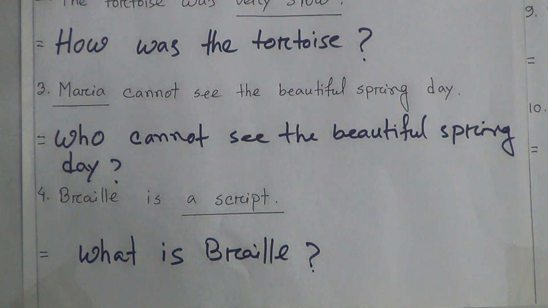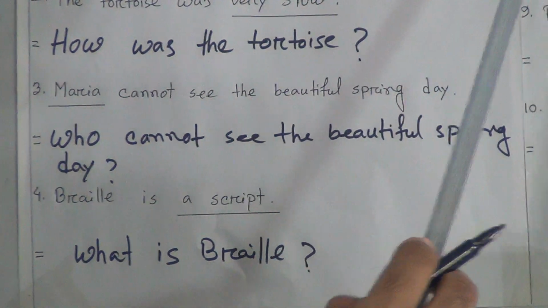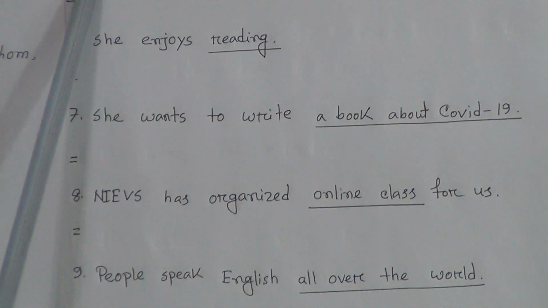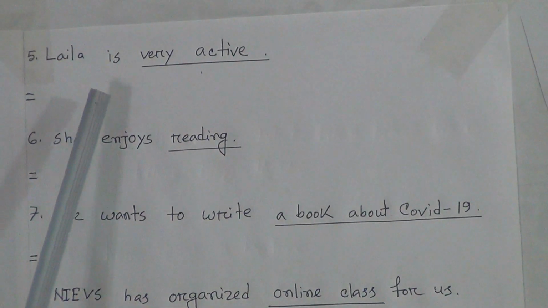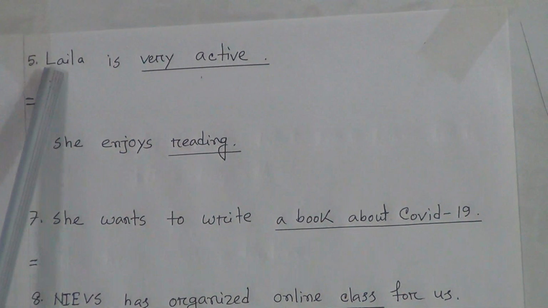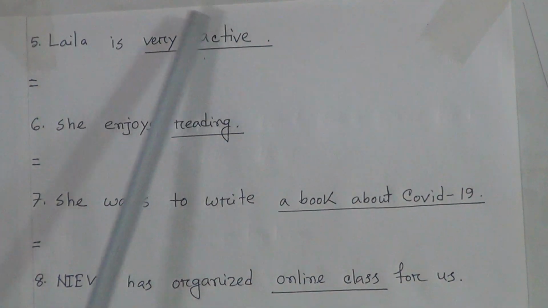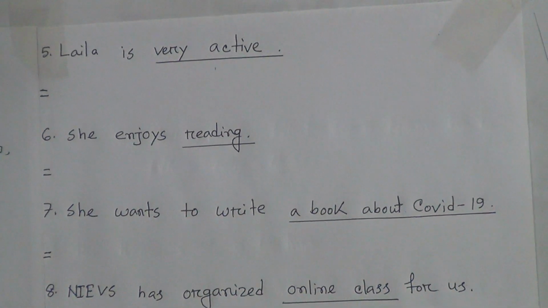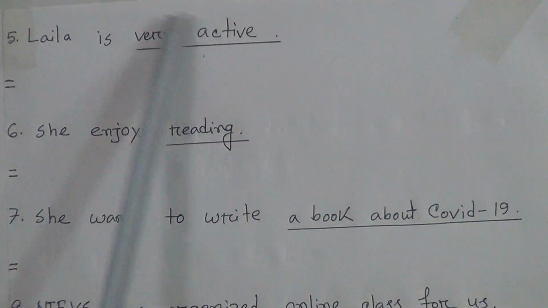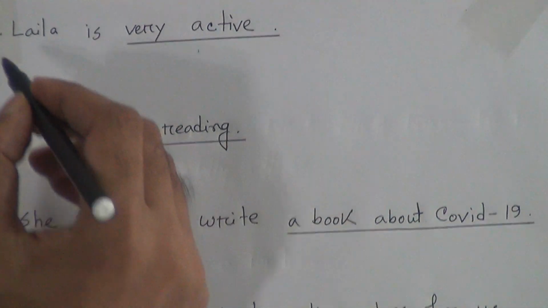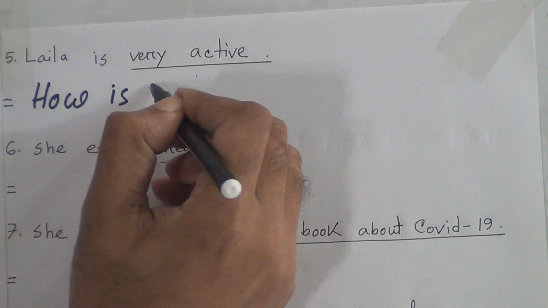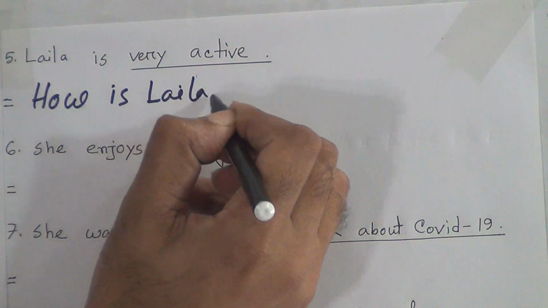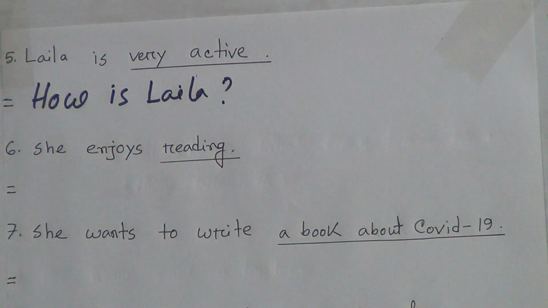Number 5, Laila is very active. This is like question number 2. Here the manner, the behavior of Laila is expressed. So we will ask a question with how. How is Laila? And the answer will be Laila is very active.